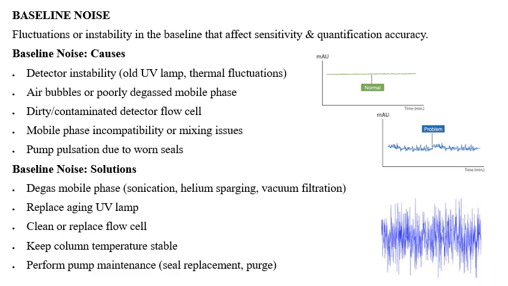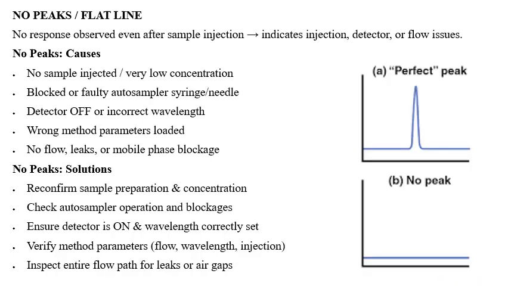Then how to solve it? Degassing the mobile phase can give you relief from baseline noise. You can do activities like sonication, helium sparging, vacuum filtration, replace the aging UV lamp, clean or replace the flow cell, keep the column temperature stable, and perform pump maintenance. By this you can solve the problem of baseline noise.